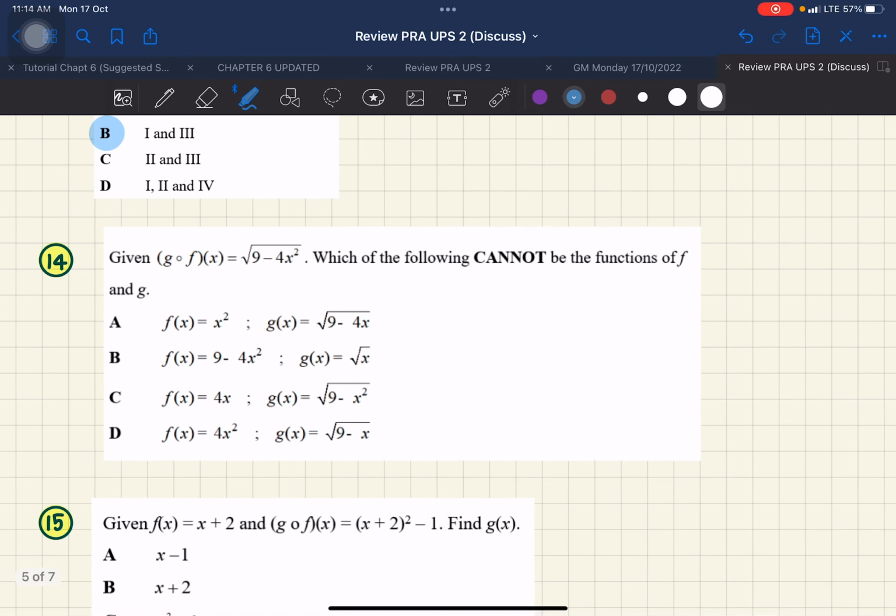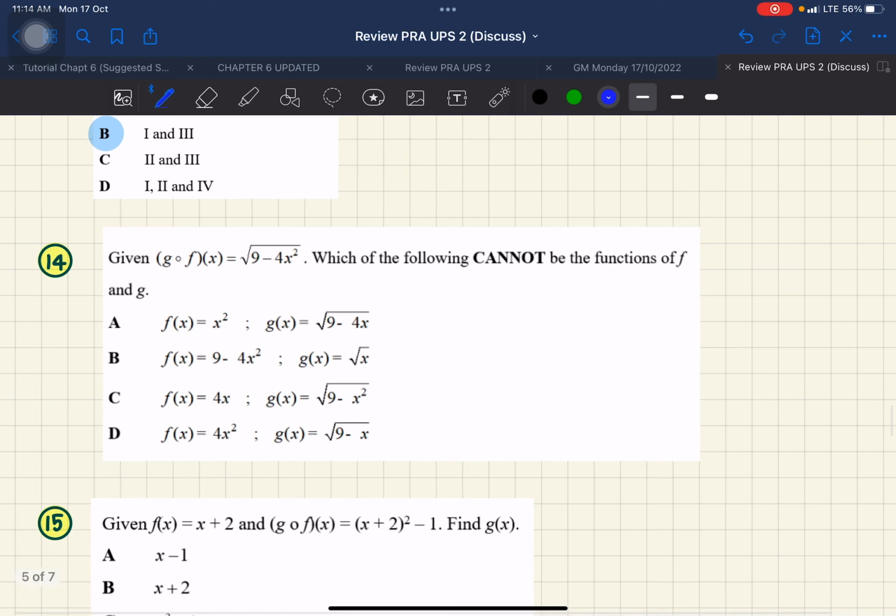Given g of fx, okay, which of the following cannot be the functions of f and g? Okay, so this one, you don't really have to do it one by one tau sebenarnya. Let me teach you a trick. Okay, so soalan ni, dia minta kita compose. So you need to compose f into x. So f masuk dalam x of g. Okay, maksudnya kita ada f, masukkan ke dalam x. Masukkan ke dalam x kat sini.